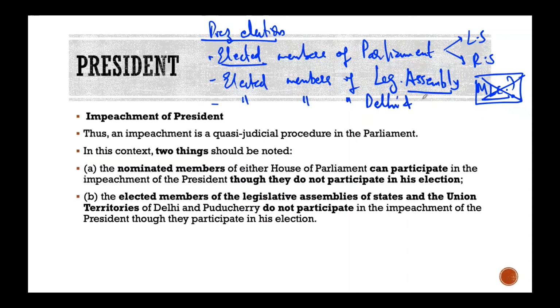Why not the other assemblies? They don't have a legislative assembly. What about Jammu Kashmir and Ladakh? Okay, this is another important aspect. Try to learn, or at least be aware of, what the executive and legislative authorities are in your new union territories, that is, your Jammu Kashmir and your Ladakh.